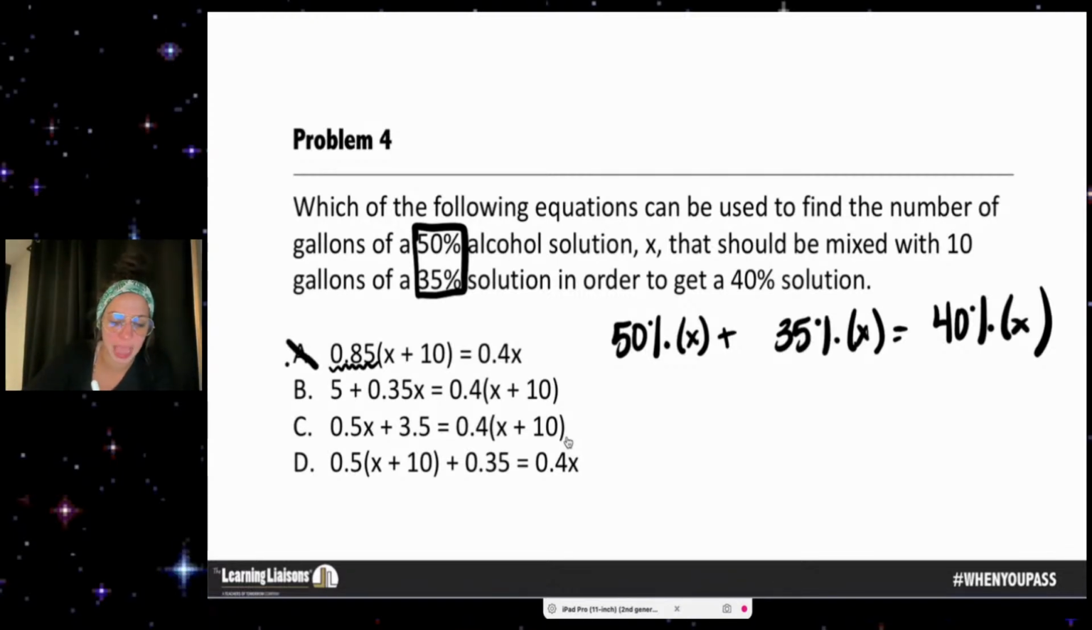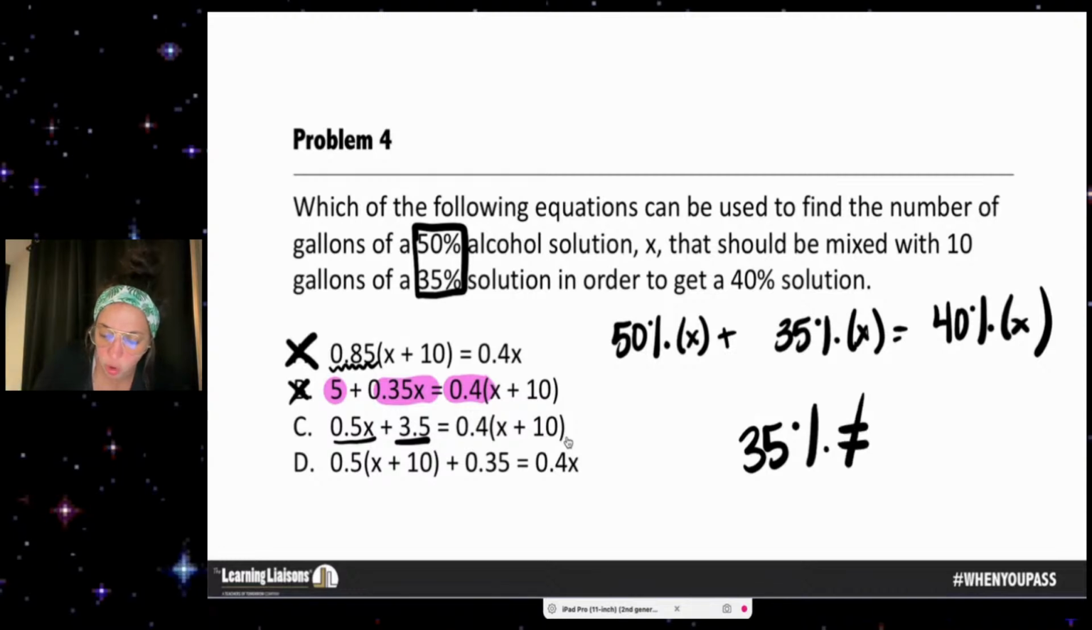So it's not going to be A. And I know it's not going to be B because I have everything else in percentages and then a random 5 for 50%. That doesn't make sense. So it can't be B. You see how I'm looking for things that are just a little out of whack, right? Then I have 50% times gallons plus 3.5. Well, 35% does not equal 3.5.